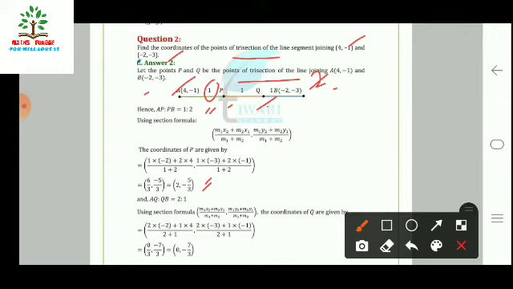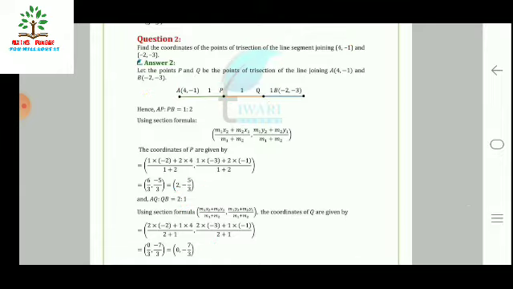Then again, if we are taking AQ and QB, now the ratio will be reversed, 2:1. Using the same formula, putting the values in the formula, the coordinates of Q are 0/3 and minus 7/3, that is 0 comma minus 7/3. So what we have to do is simply use the formula for finding the section, or we call it the section formula. So now moving towards the next question.